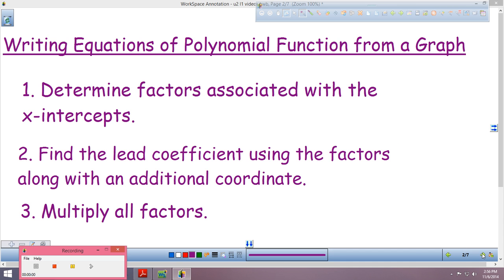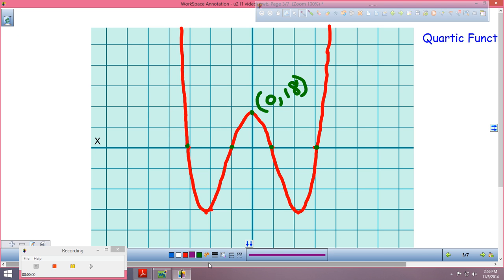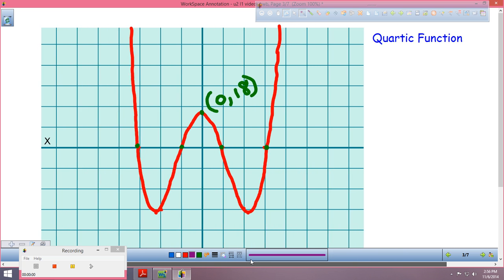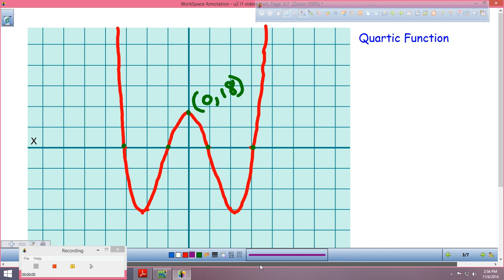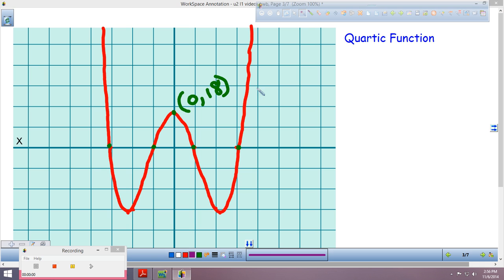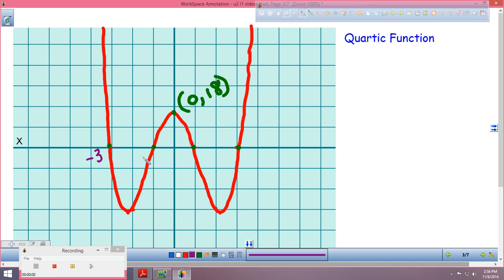So let's do one. The first one we're going to look at is a quartic function. Remember, quartic means fourth degree. So I'm looking at my graph and I see I have four x-intercepts. There's one here at -3, at -1, at +1, and at +3. So I'm going to write the factors that go with each of those x-intercepts.